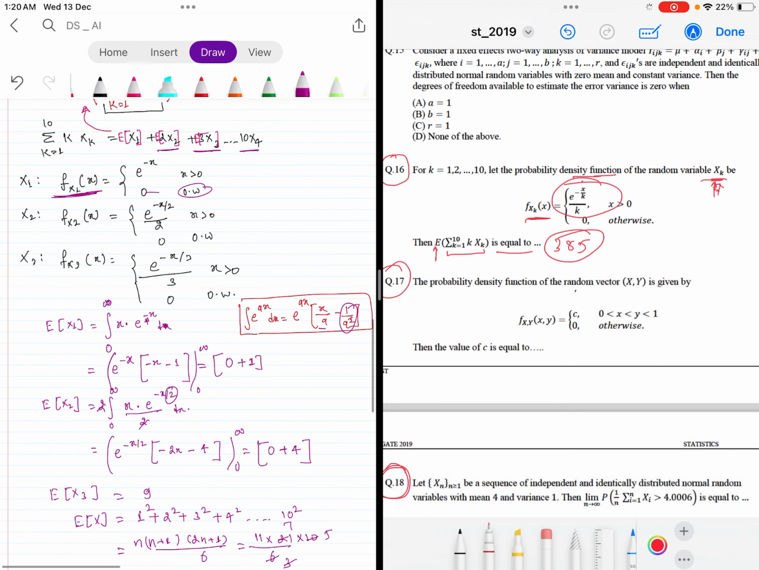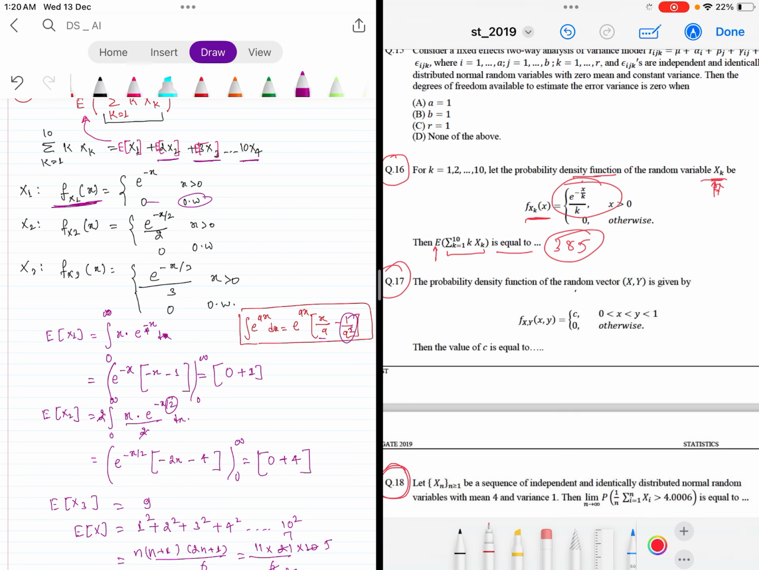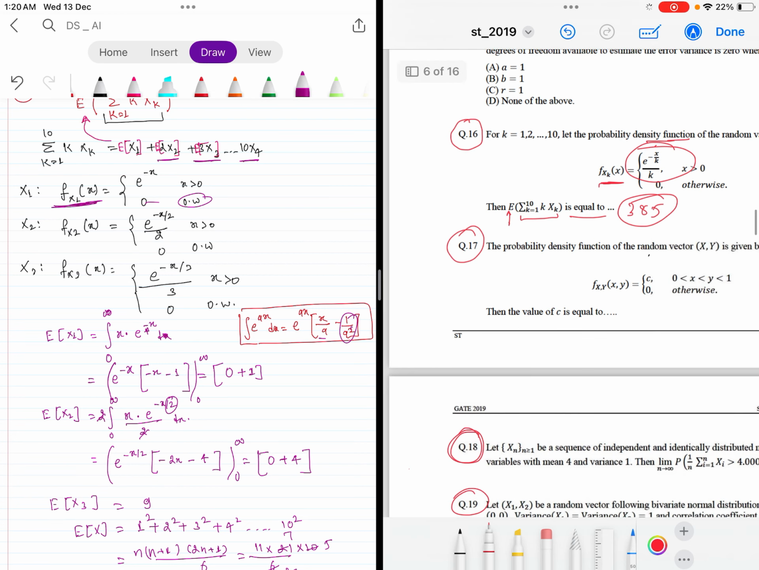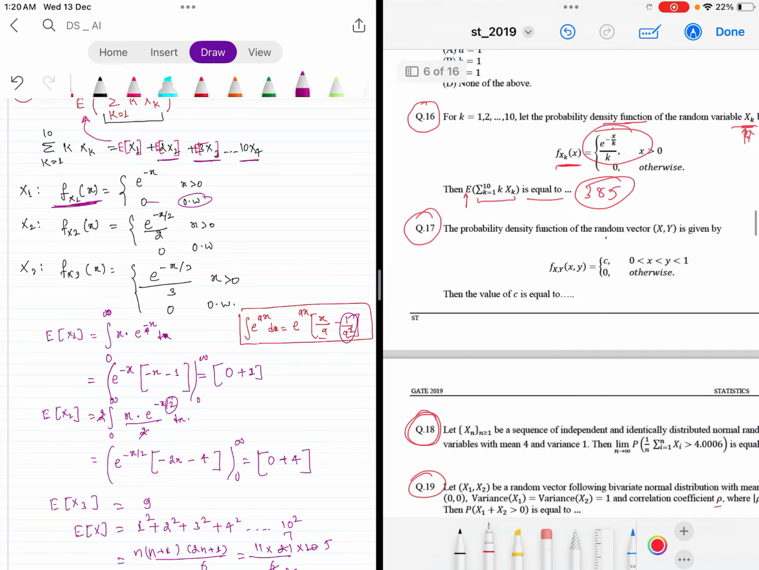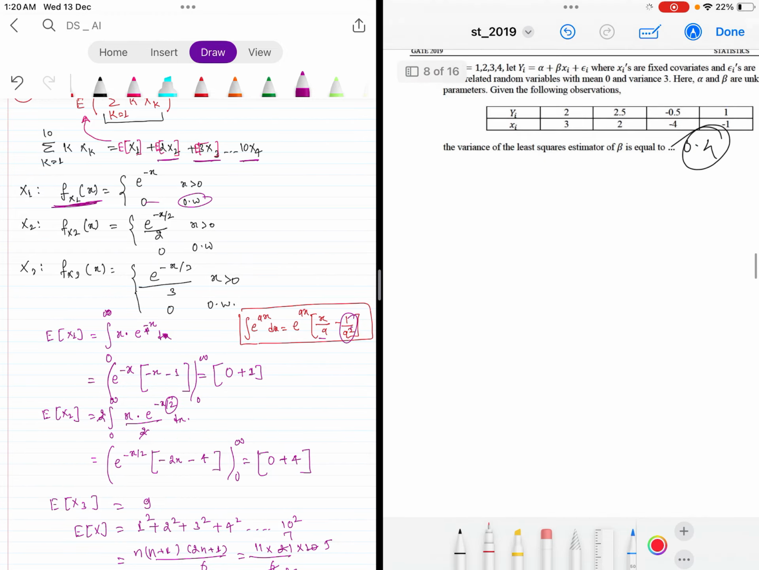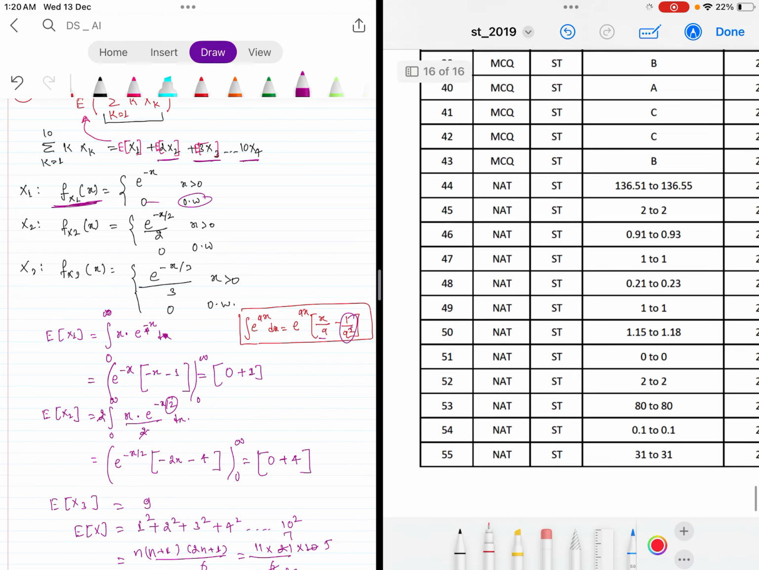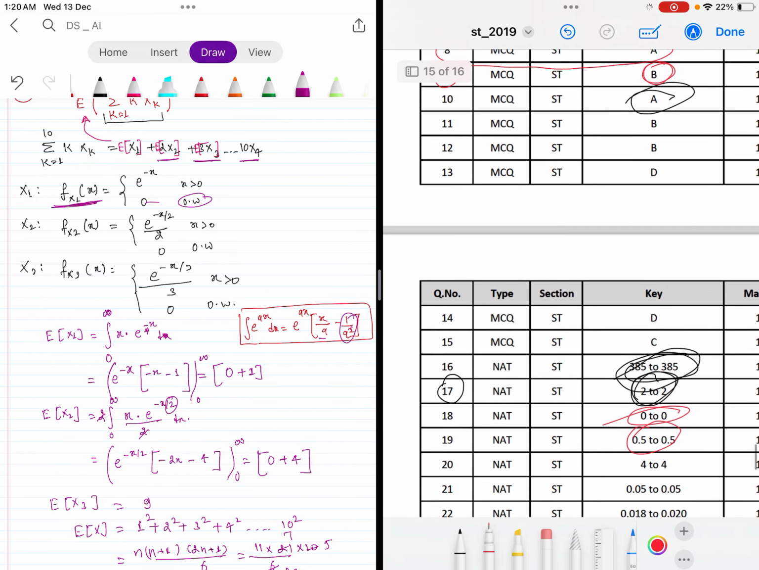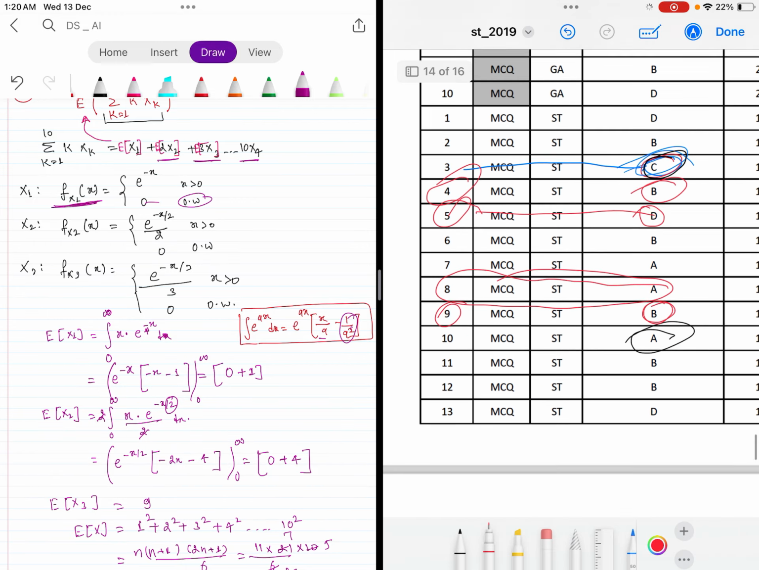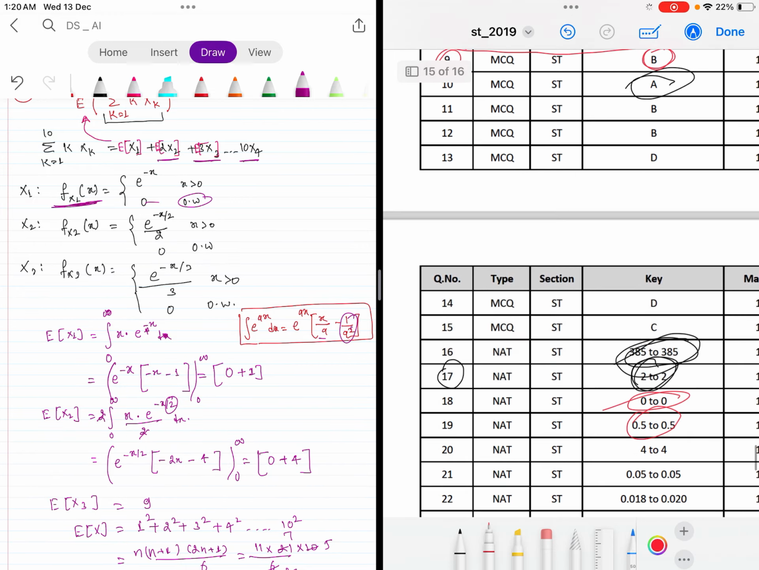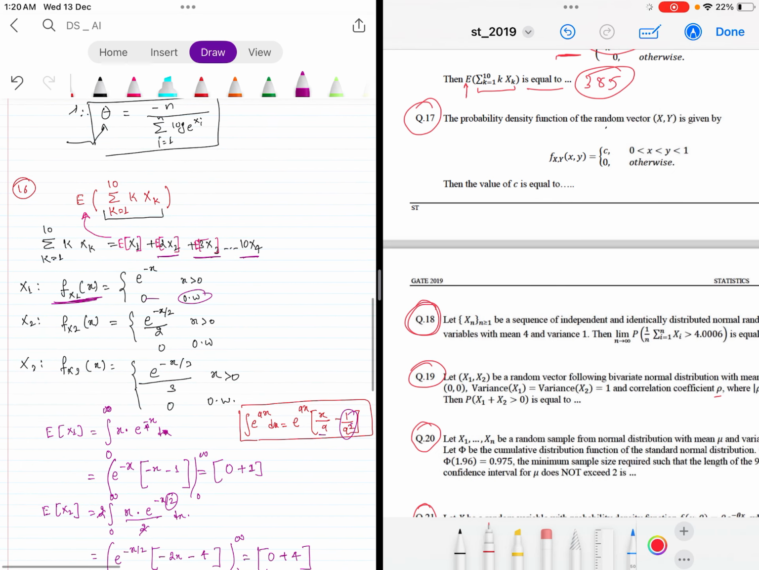Okay. Okay, now let's move to next question, that is question number 17. Let me check this, 16. Okay, 385. Okay, now let's move to next question, that is question number 17.